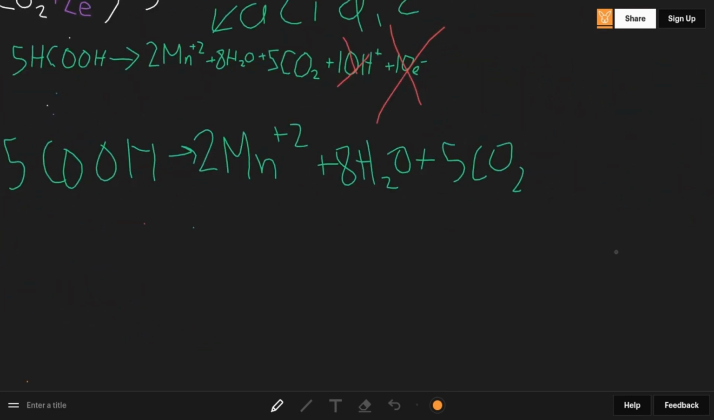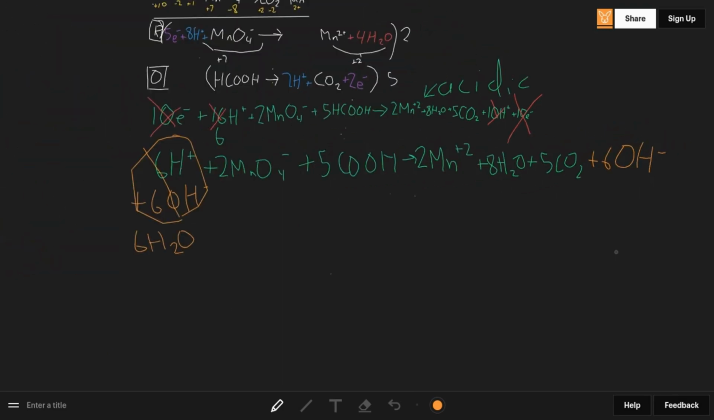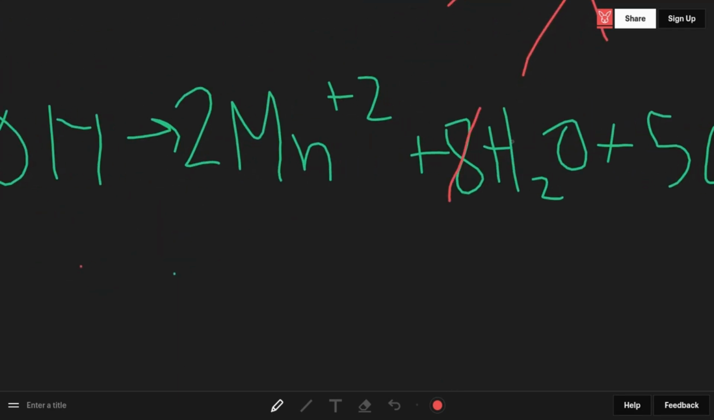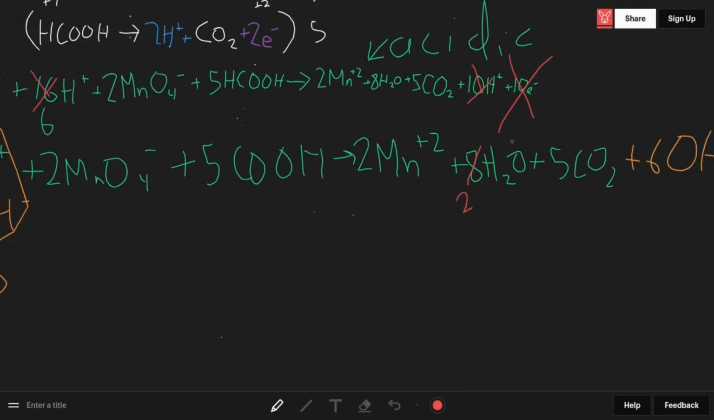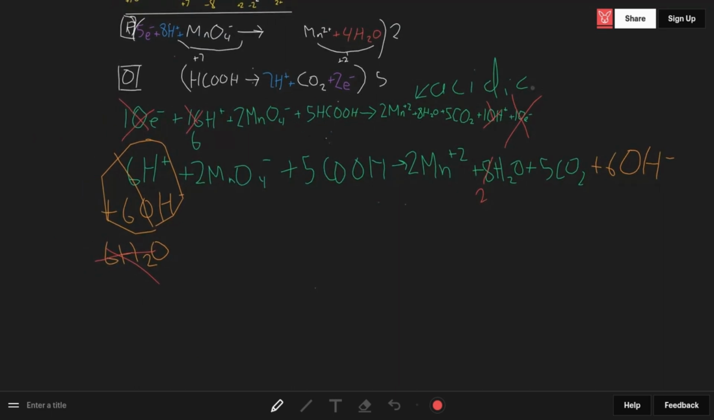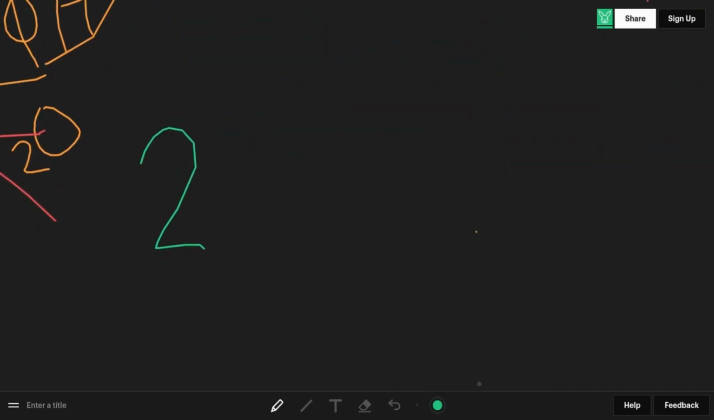Oh, actually, no, first I'll add the 6 hydroxides over here. But now we have 6 waters over here, and we have 8 over here, so that means we can get rid of this altogether. And then over here, 8 minus 2 is 6, so we have 2. So if it was under basic conditions, we would be left with, I'm going to write bigger.